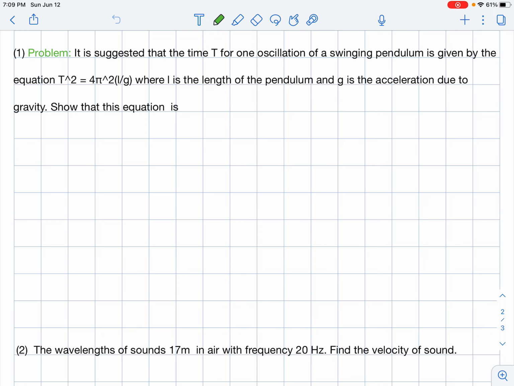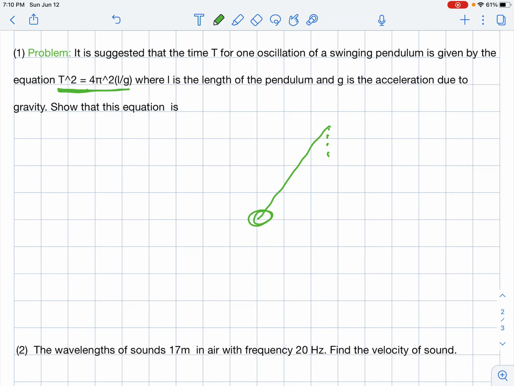So let's solve some problems here. In the first problem, we have the time period of oscillation of a pendulum given by this equation, and we have to figure out whether this equation is homogeneous. So, what is a pendulum? Suppose this is your pendulum.